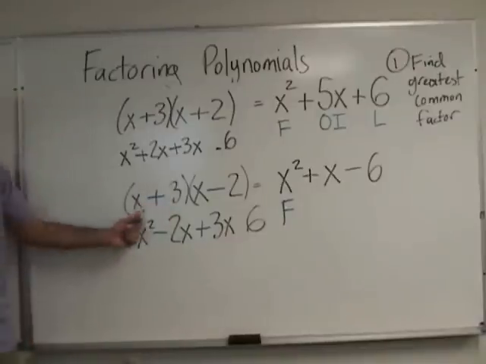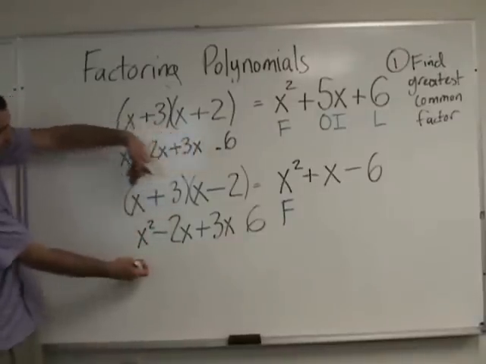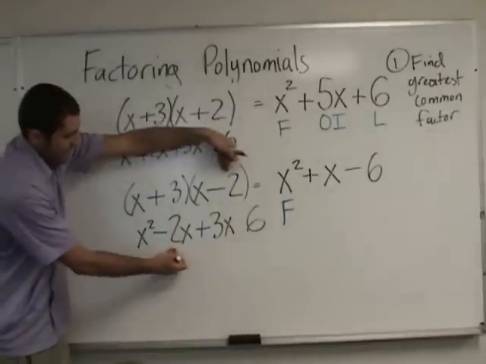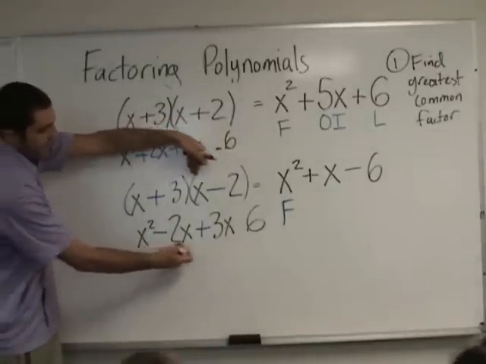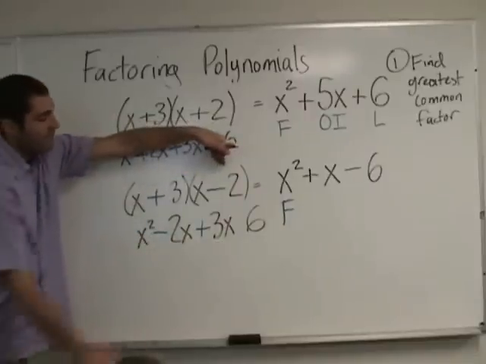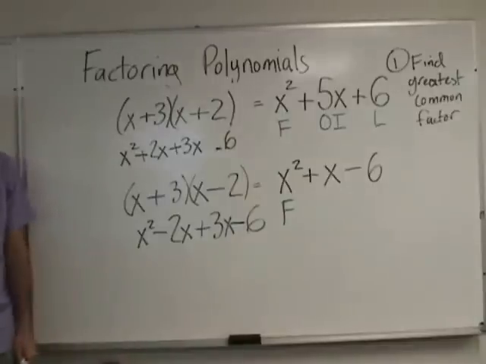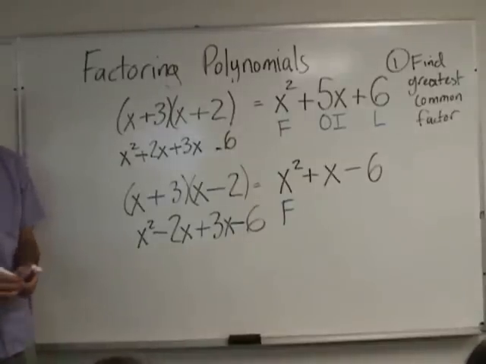All right, now let's finish it out. FOIL: x times x, x squared. x times negative 2, negative 2x. 3 times x, positive 3x. 3 times negative 2, negative 6. So we got it. Perfect. Okay, questions on this?